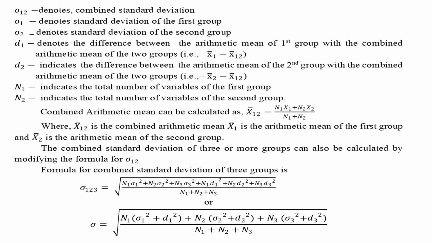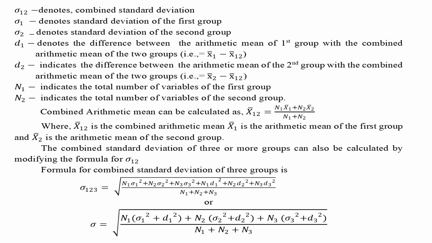Small sigma 1 2 denotes combined standard deviation. Small sigma 1 denotes standard deviation of the first group. Small sigma 2 denotes standard deviation of the second group. D1 denotes the difference between the arithmetic mean of the first group and the combined arithmetic mean of the two groups, that's x bar 1 minus x bar 1 2. D2 indicates the difference between the arithmetic mean of the second group and the combined arithmetic mean of the two groups, that's x bar 2 minus x bar 1 2. N1 indicates the total number of variables of the first group. N2 indicates the total number of variables of the second group.